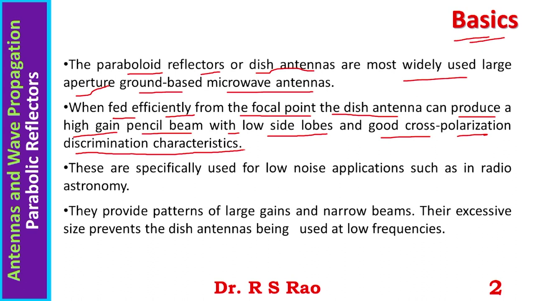Before going further, it should be mentioned that the shape of the paraboloid or parabolic reflectors is derived from the parabola, a geometrical curve. This curve is associated with the focal point. When fed properly and efficiently, the antenna is able to give a large amount of gain, in thousands, with a very narrow pencil beam with very low side lobes. This is also a wanted feature, along with good cross polarization discrimination characteristics. So these are all wanted properties from an antenna.